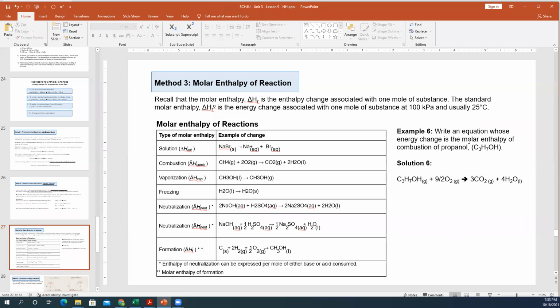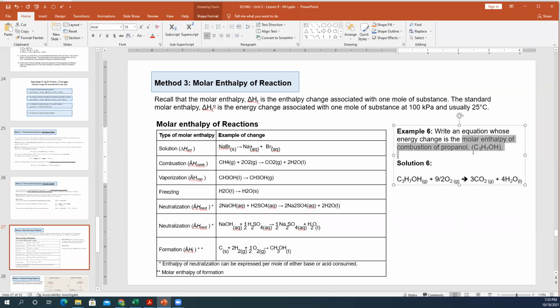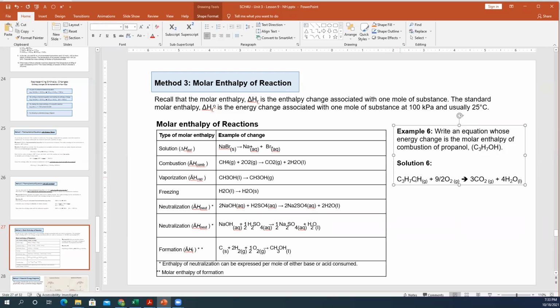But because you want it to be the molar enthalpy for combustion of propanol, you want to make sure that your propanol is 1. The coefficient for propanol, you're only doing it with 1 mole. You have to make sure it's balanced in that way. And because you're asked about the combustion of propanol, you know, in a combustion reaction, you react with oxygen to produce carbon dioxide and water. So you go ahead and you look up this value, this combustion. These are just other molar enthalpies of reaction.